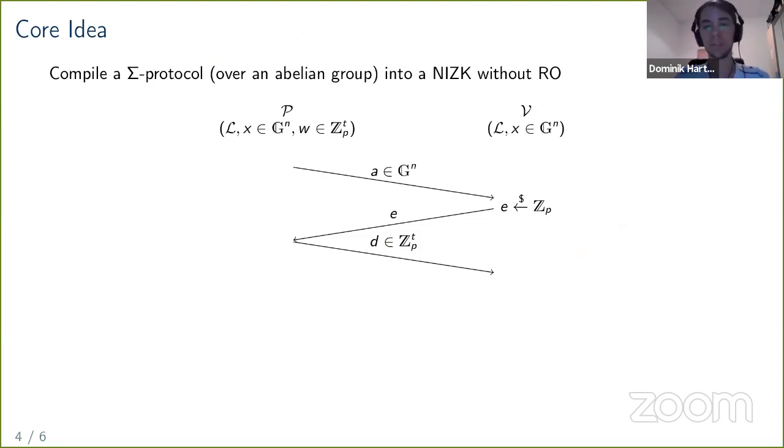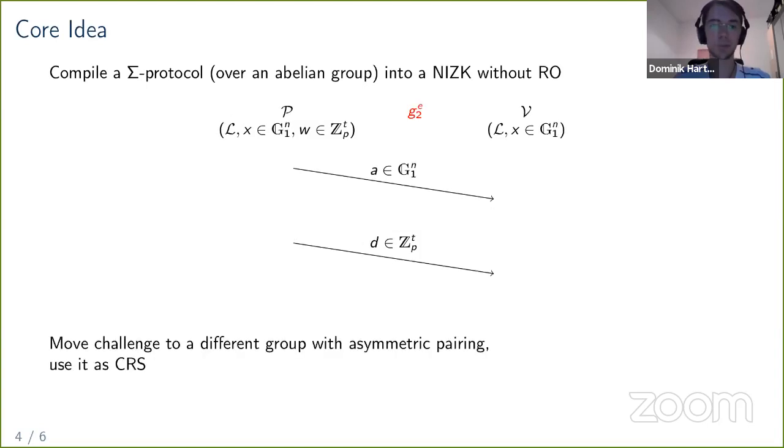So instead we hide it in the exponent of a group, but not the same as the language, but in a second group. So we move to a pairing group setting with asymmetric pairings between G1 and G2 and hide E in the exponent of the second group while the language still remains in the first group. Now, of course, the second flow of the prover has to move to group G2 as well, but similarly to the Fiat-Shamir transformation, soundness and zero knowledge directly adapts from the underlying protocol.